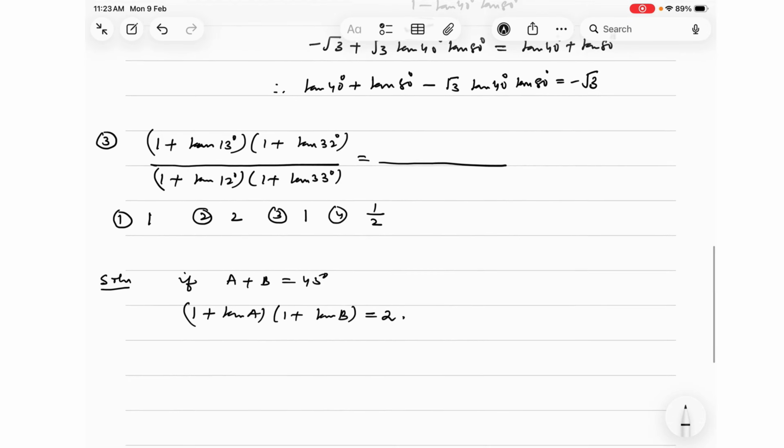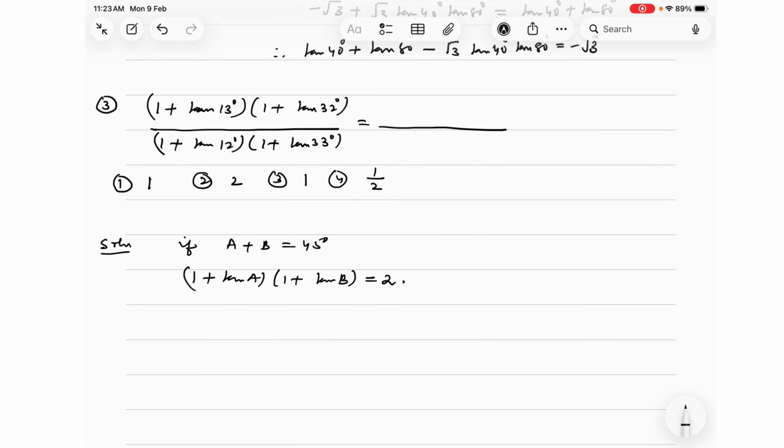Now if you observe in this problem, 13 degrees plus 32 degrees is 45, and also 12 degrees plus 33 degrees is again 45 degrees. So we can use this result.